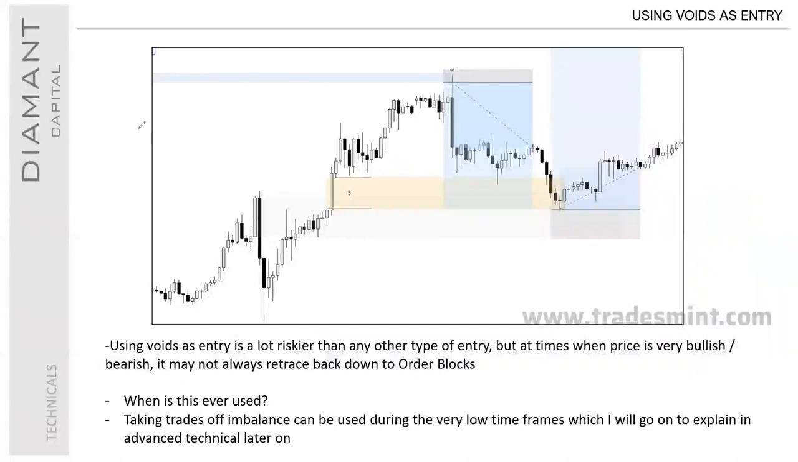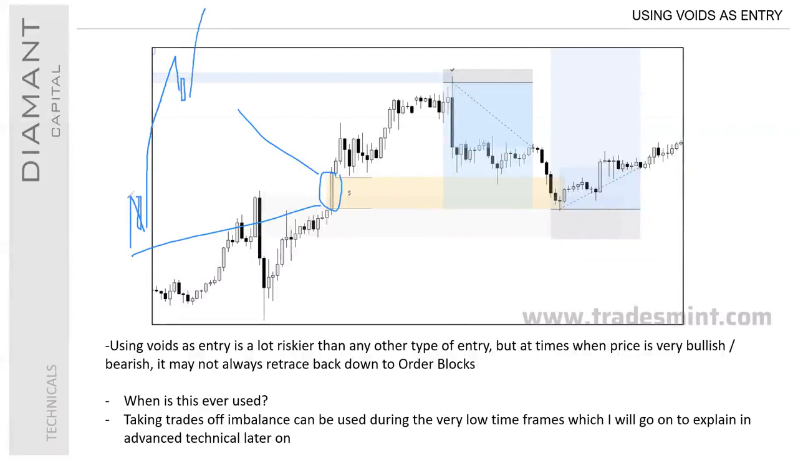So this example right here. Now, using voids as an entry, can you do this? Yes, you can. The reason for that, I'm just going to explain what I've written down here and then explain further. Using voids as an entry is a lot riskier than any other type of entry because, as we looked at, you've got different types of order blocks. With liquidity voids, if you enlarge this right here, you might have up, down, so this will come in the form of an order block, up again, maybe an order block down, and then up again.